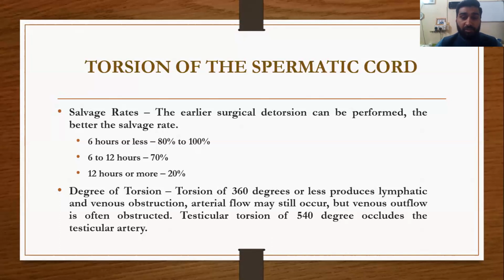A degree of torsion of 360 degrees or less produces lymphatic and venous obstruction. However, arterial flow may still occur at around 360 degrees of torsion. Arteries do not compress because they have thick walls, but venous flow is often obstructed. That is why it is a case of vascular congestion. Testicular torsion of 540 degrees occludes the testicular artery.